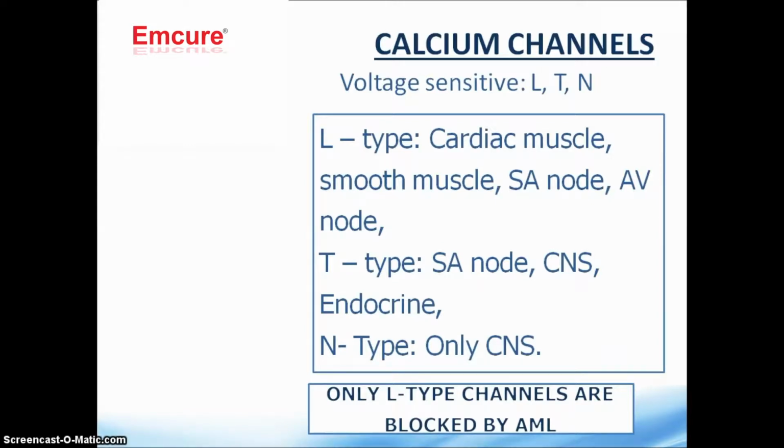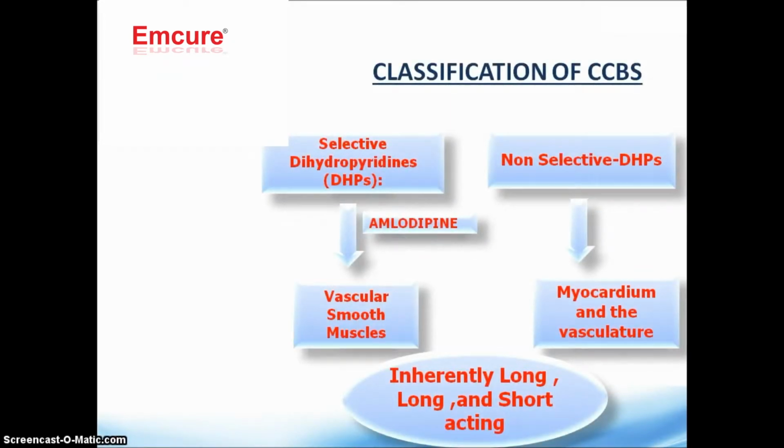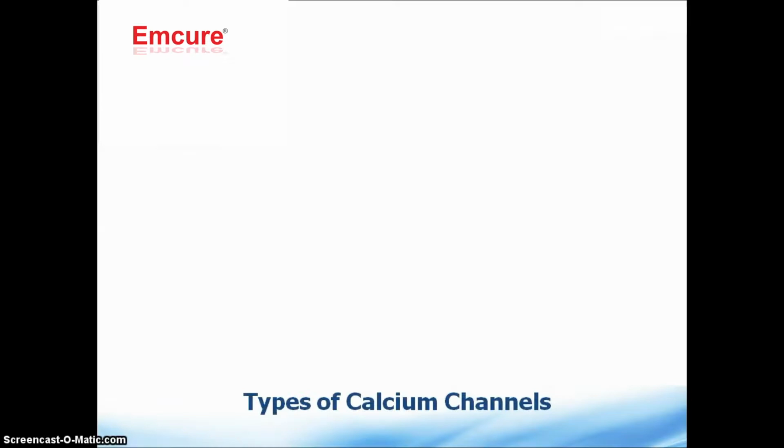AML stands for amlodipine. Now on the next slide you can see the classification of calcium channel blockers. They can be either selective DHPs or non-selective DHPs. Amlodipine belongs to the selective DHP, that is the dihydropyridine calcium channel blocker, and it blocks only the vascular smooth muscles, whereas the non-selective ones act on your myocardium and your vasculature. According to the half-life, calcium channel blockers can be further classified into inherently long-acting and short-acting calcium channel blockers.